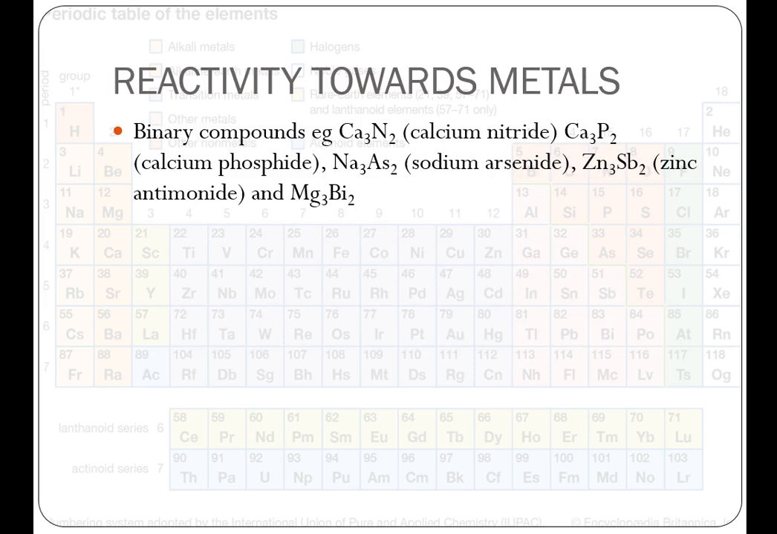Reactivity towards metals. All these elements react with metals to form their binary compounds showing -3 oxidation state, such as calcium nitride, calcium phosphide, sodium arsenide, zinc antimonide, and magnesium bismuthide.